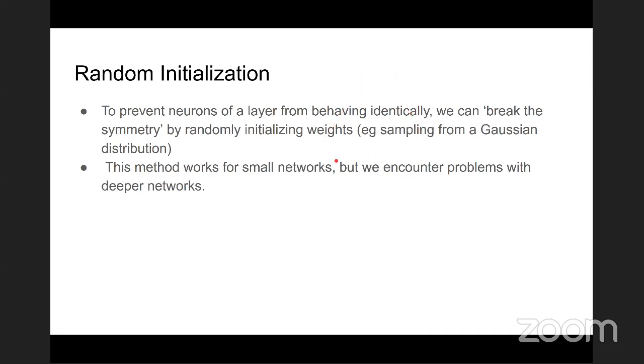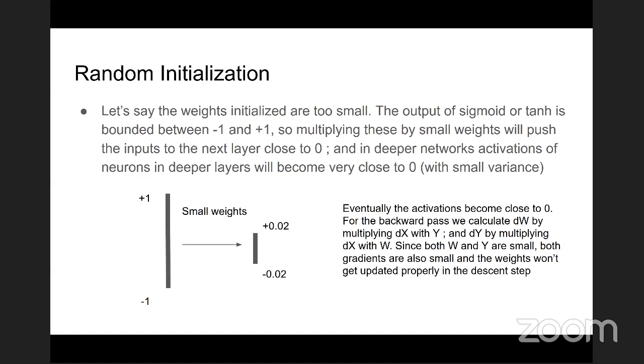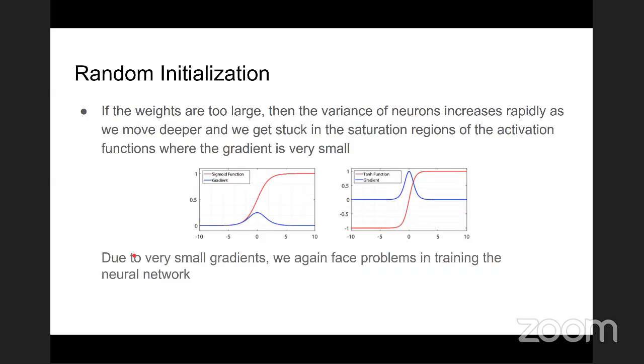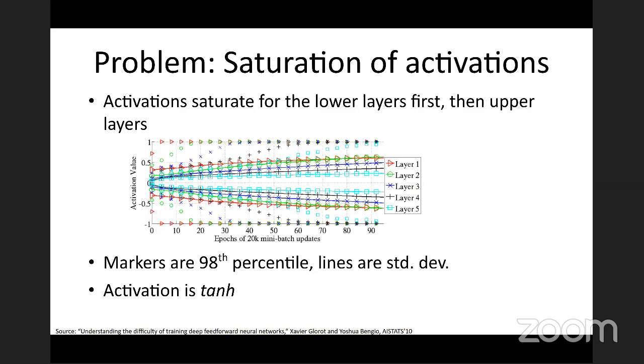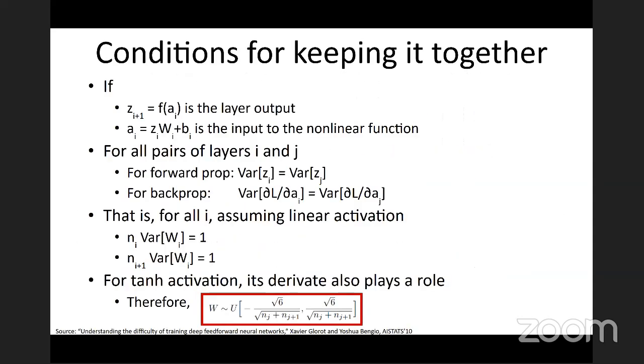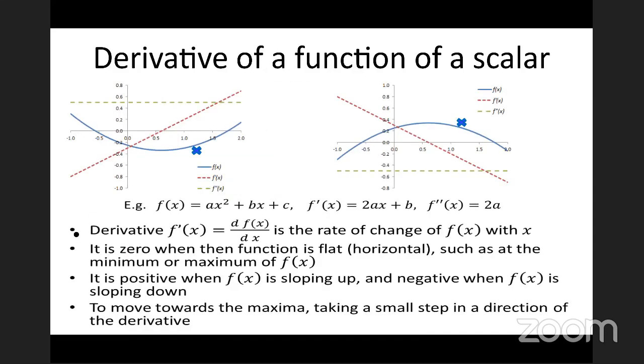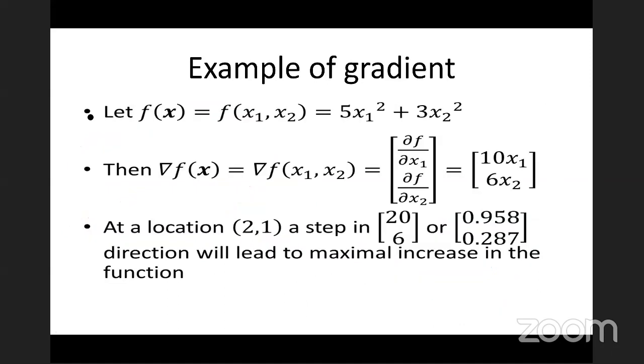Usually you sample the weights from a Gaussian distribution. But that is fine for small networks. For deeper networks, we run into problems with that. Let's say your weights are quite small. It's better if I show you the Jacobians, and then it will be easier to see. Let me see if I can show you the Jacobians.